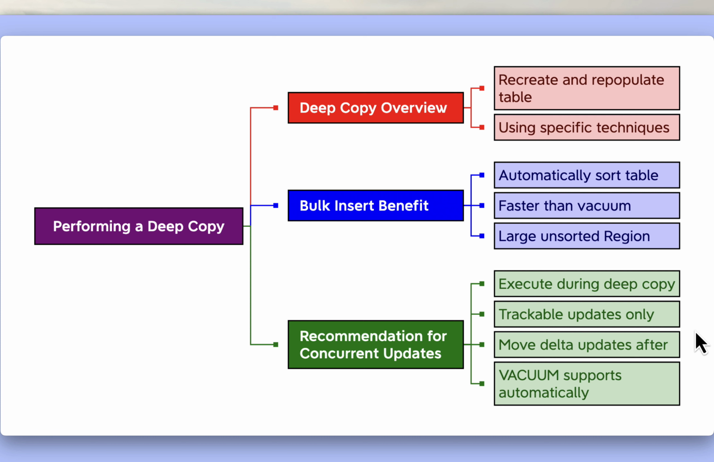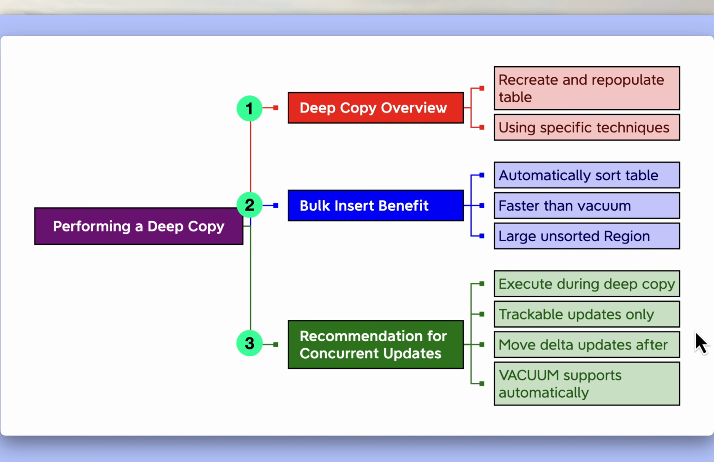Performing a deep copy. 1. Deep copy overview. A deep copy is a method to recreate and repopulate a table using specific techniques. 2. Bulk insert benefit. Bulk inserts in a deep copy can automatically sort a table, making it a faster option compared to a vacuum, especially for tables with a large unsorted region.